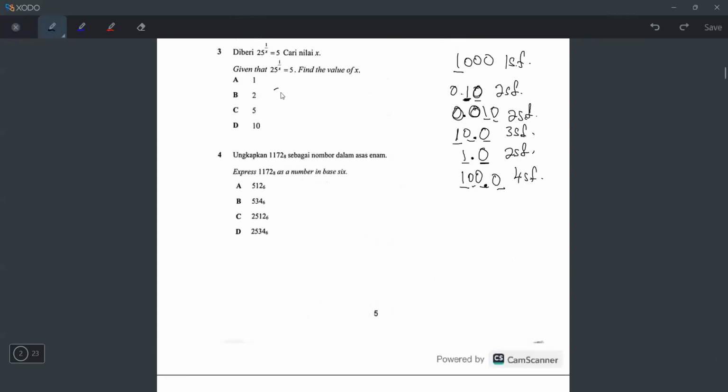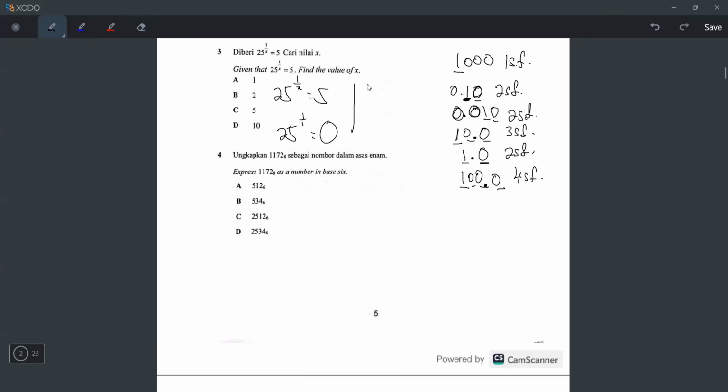So number 3, they say 25 power 1 over x equals 5. Find the value of x. Okay, there are a lot of ways to do it. This is an objective question, so you can do it like this. Because they want to find the value of x, right? So if you look at A, the answer is 1. So maybe you can try 25 power 1 over 1 and press this and see what you get.